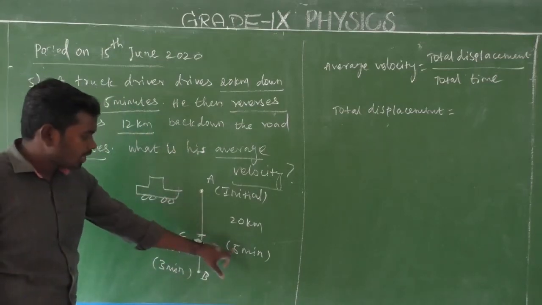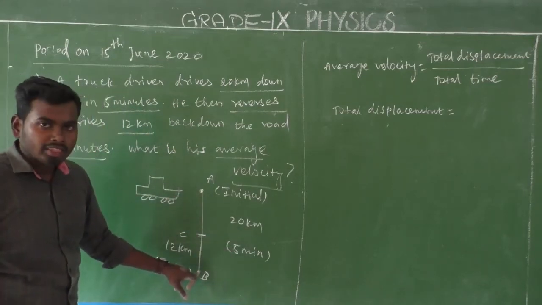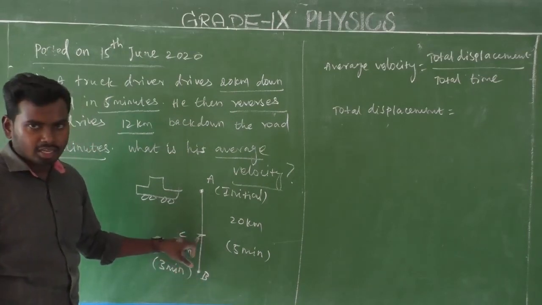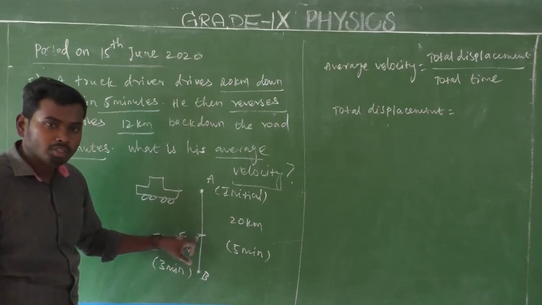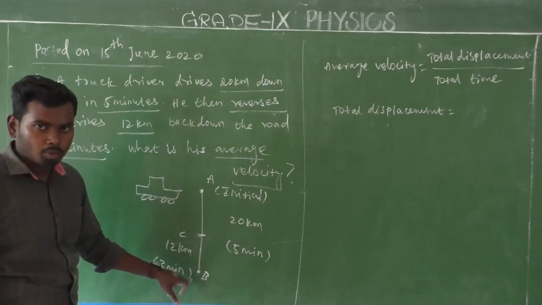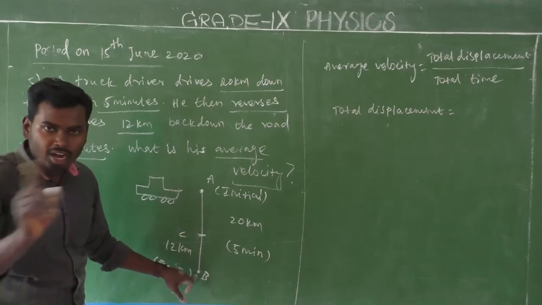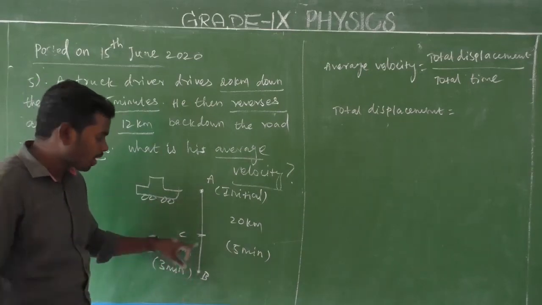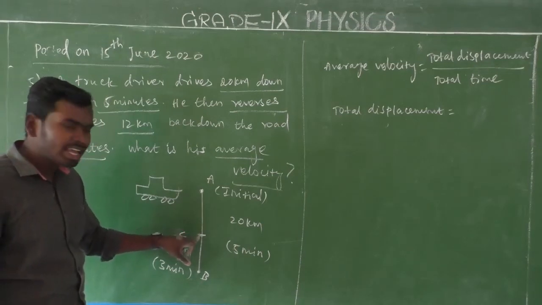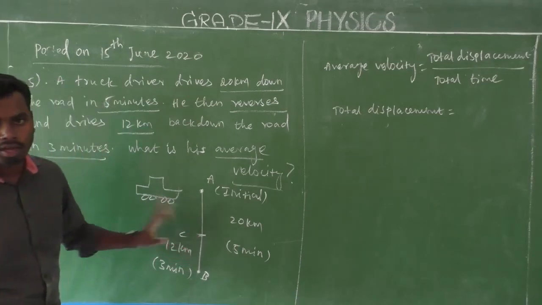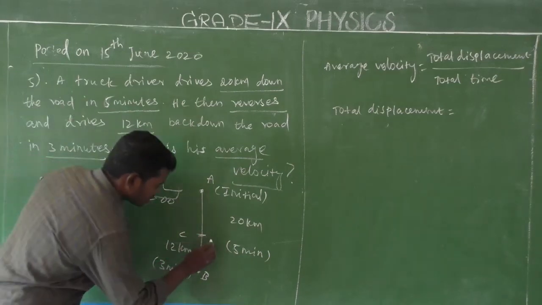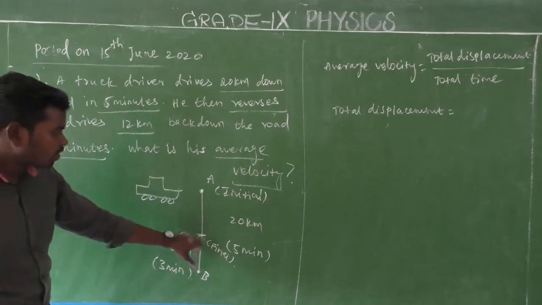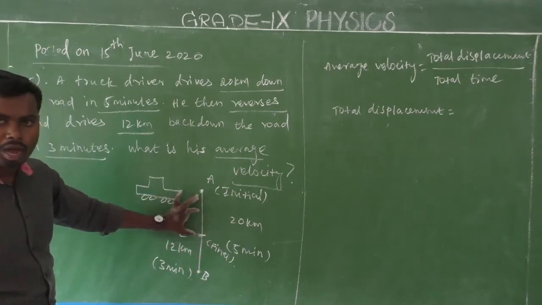Then after 5 minutes, the truck comes to position B. Then again the truck moves along the same path and comes to position C. Here, which is the final position? C is the final position. B is not a final position. Don't have confusion. C is the final position because the truck again moves back along the same path and comes to position C. So final position minus initial position is the displacement.